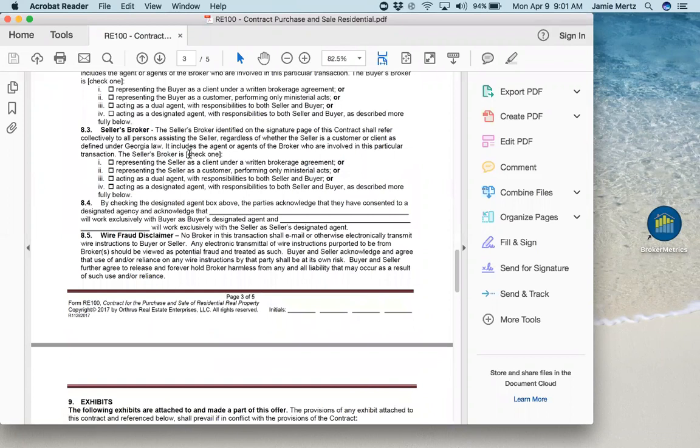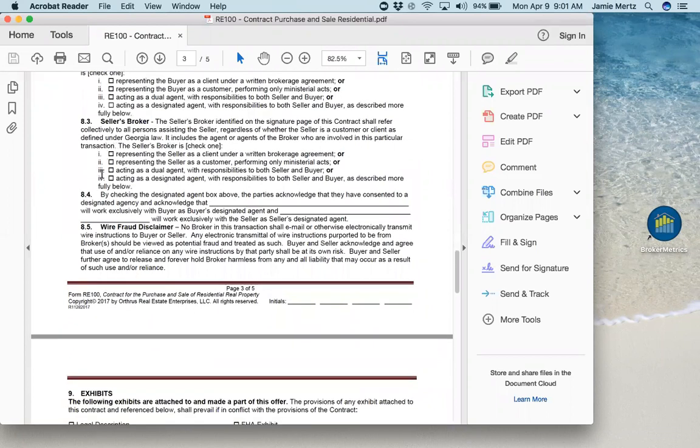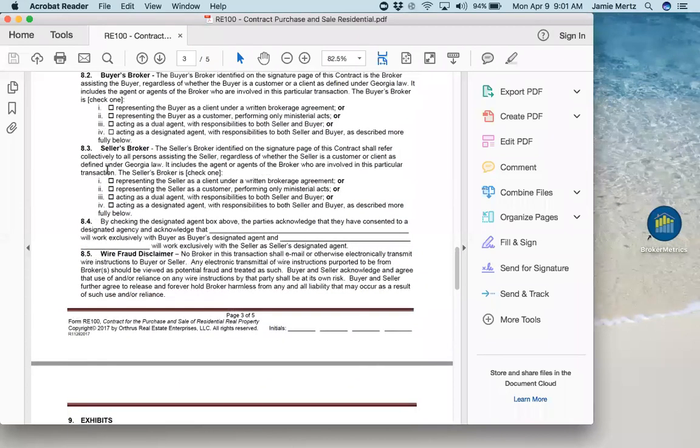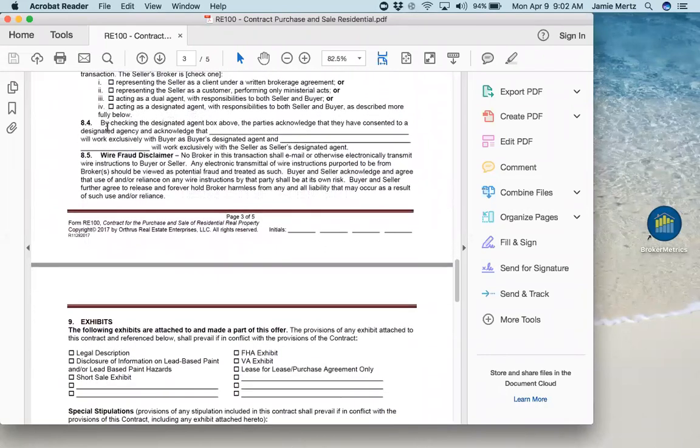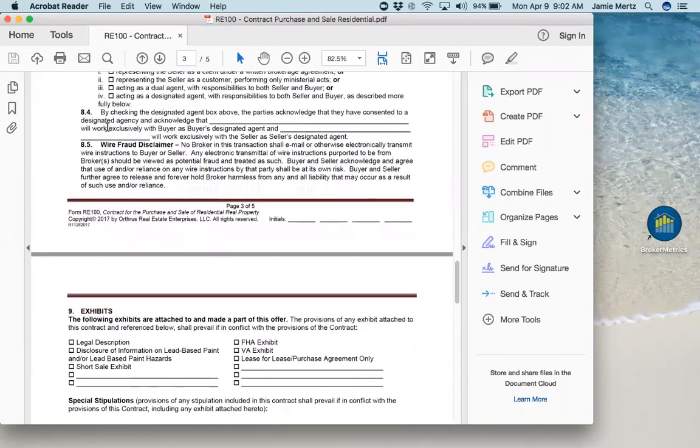On the seller's broker side, that's where the seller's agent is going to determine what type of relationship they have with the seller. If you are doing a for sale by owner, then you will need to check the box for both sides of this transaction. If you're doing the designated agency as indicated above, paragraph 8.4 goes on to tell you to disclose which agent is representing the buyer and which agent is representing the seller.